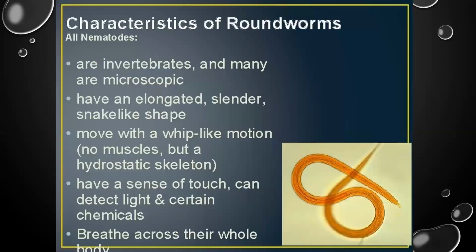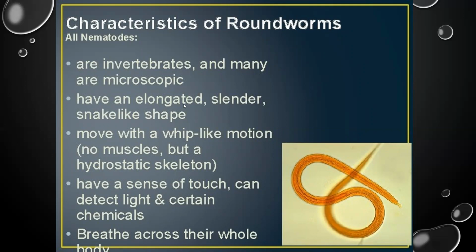Next, let's proceed to the characteristics of roundworms. Roundworms are invertebrates and many are microscopic. If you say microscopic, you cannot see them with your naked eye, but if you use a microscope, you can see them. They are microscopic because they are very, very small, very tiny. What else?